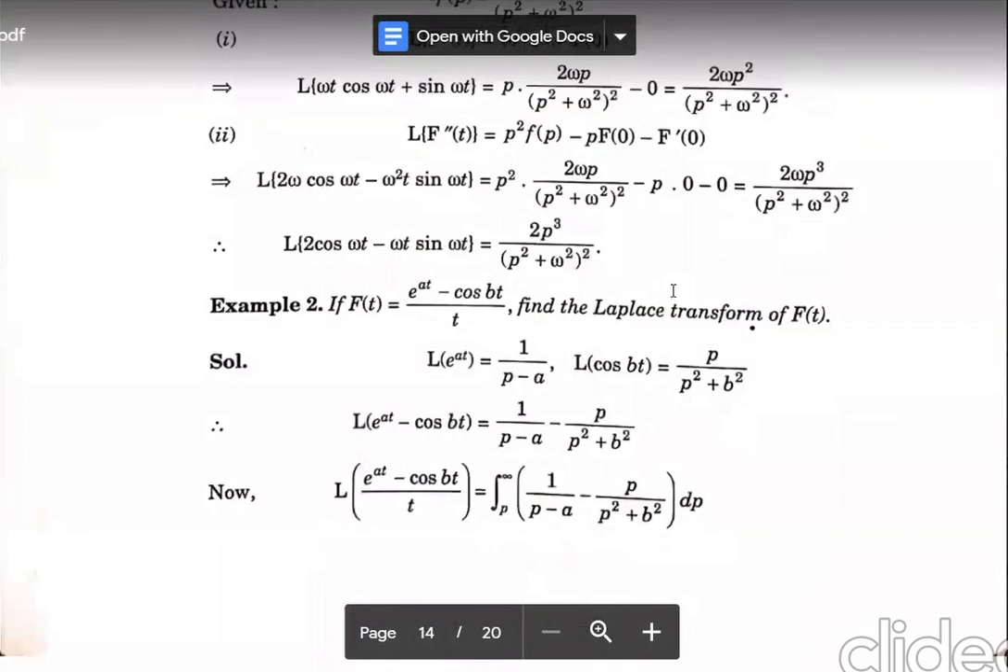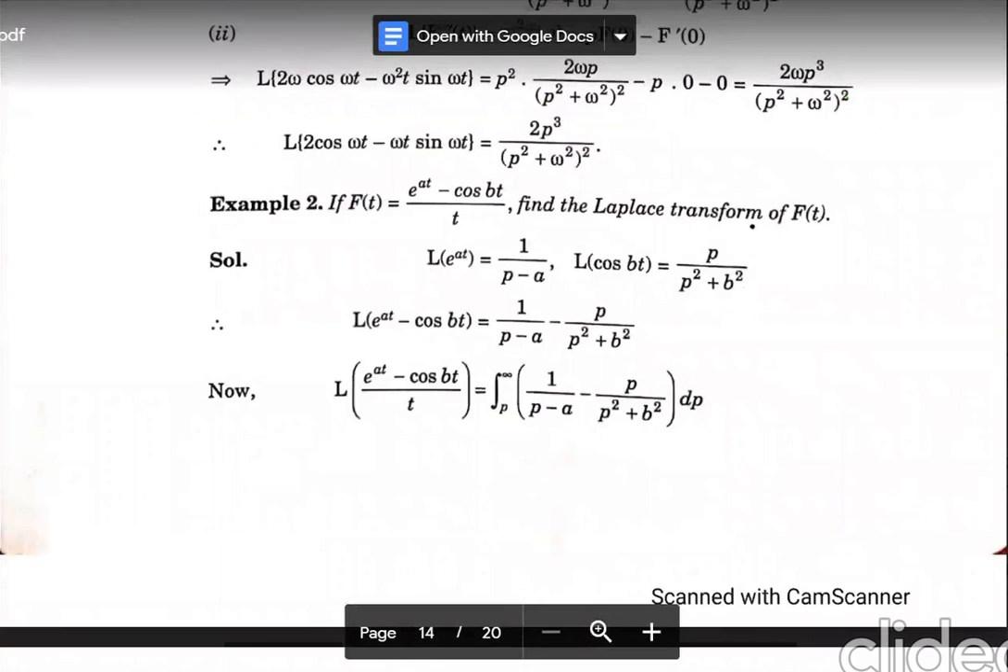Now if you see the second problem, that is on the division form. If f of t is equal to e to the power at minus cos bt by t, then find the Laplace transform of f of t. As you know, consider this formula: Laplace transform of f of t by t.